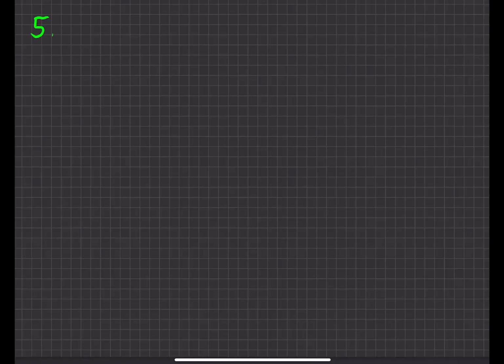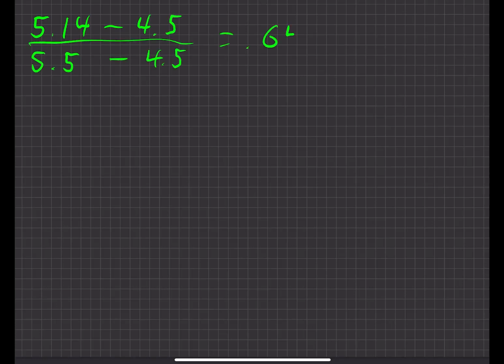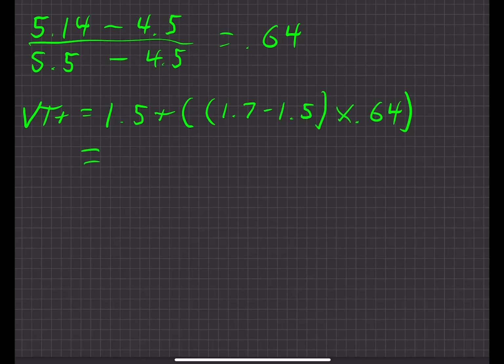First, we are going to create our extrapolation value, calculating the percentage of measured voltages between the two provided voltages in our datasheet. Then using that value, we will calculate our expected VT plus as being 64% of the distance between the values provided in the datasheet.